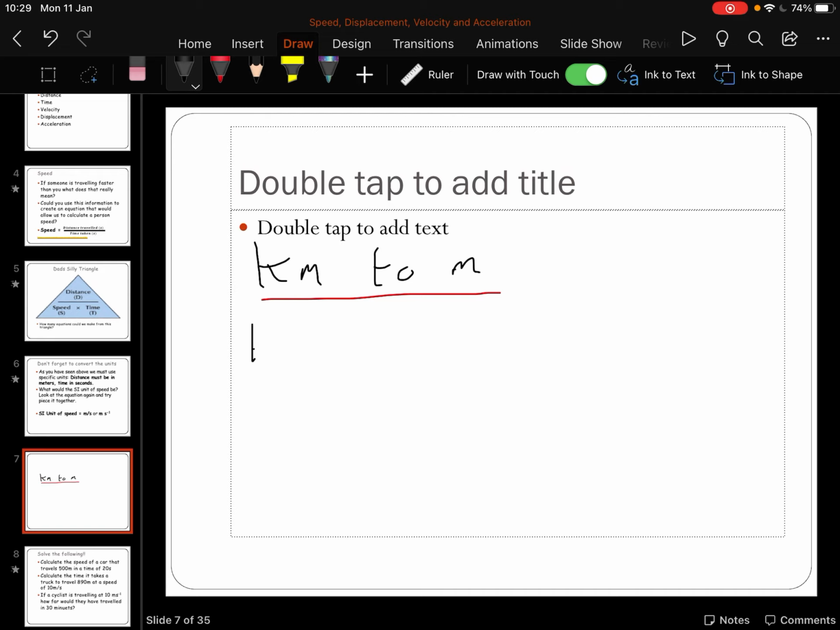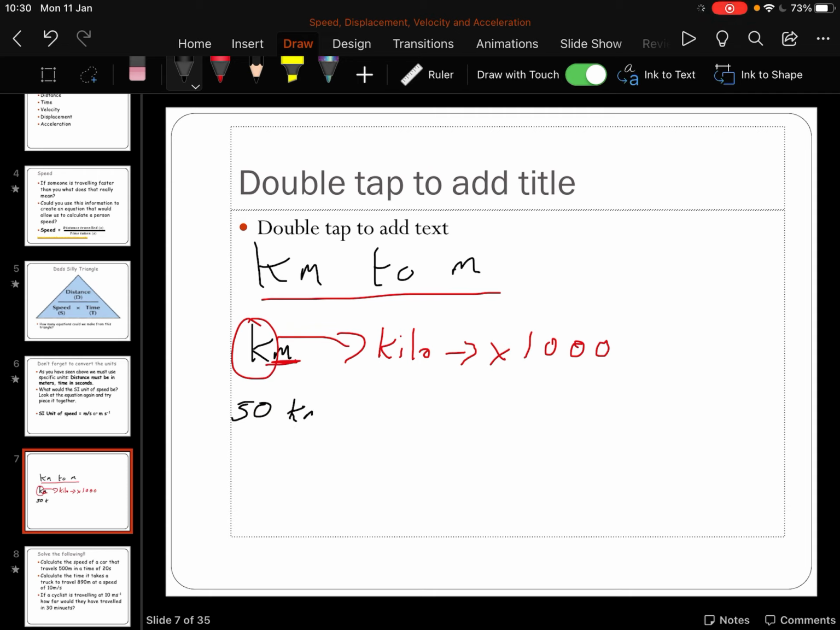The K in km stands for kilo, like kilogram, kilometers. The K means kilo, and kilo means 1,000. So when you see kilometers, that means 1,000 meters. When you see kilograms, it means 1,000 grams. Kilo means 1,000.